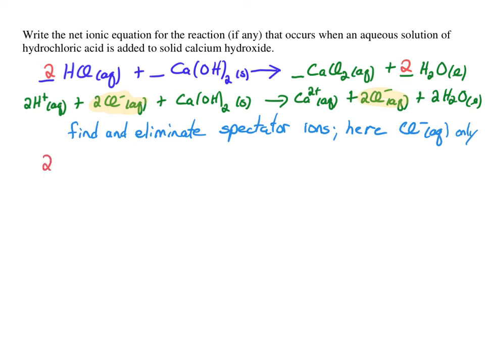So we have 2 H plus aqueous reacting with our calcium hydroxide solid. Our products are going to be a calcium 2 plus ion, aqueous in solution, and 2 waters.